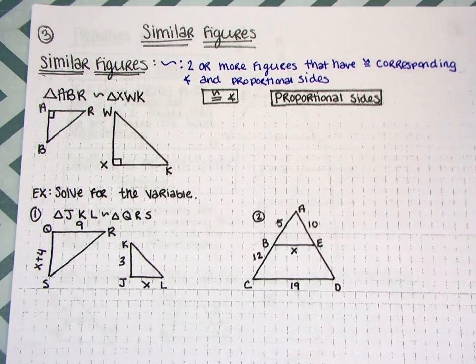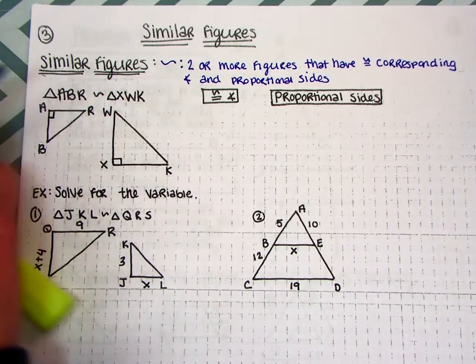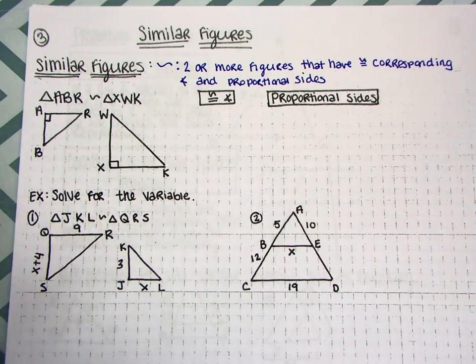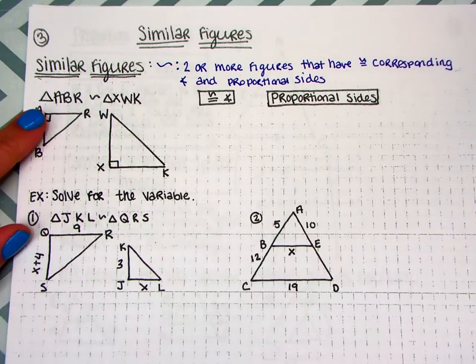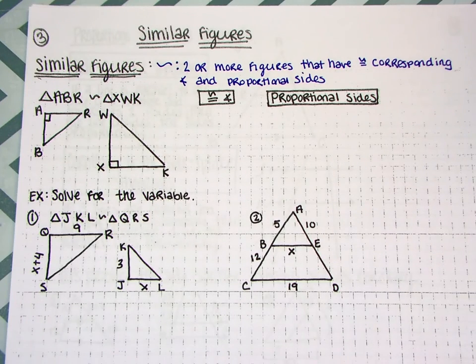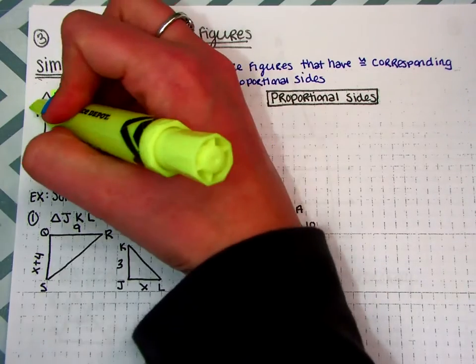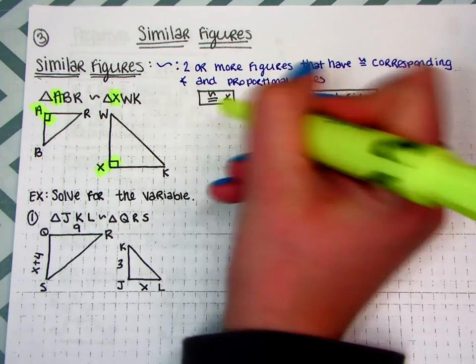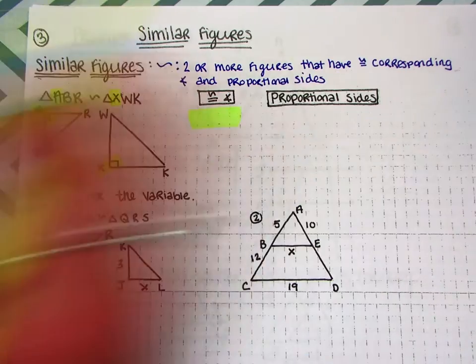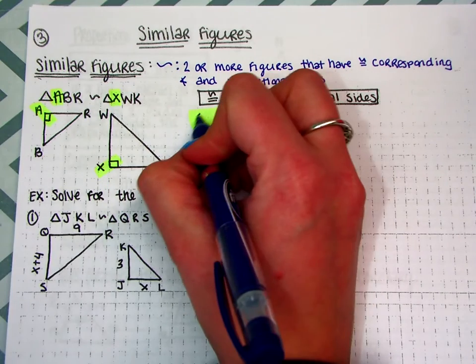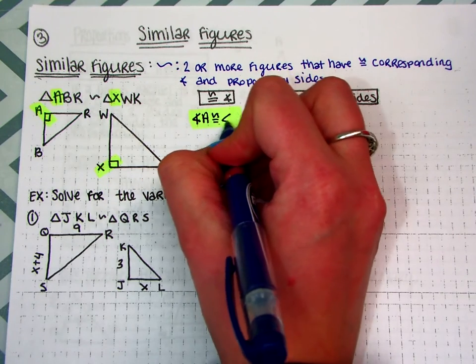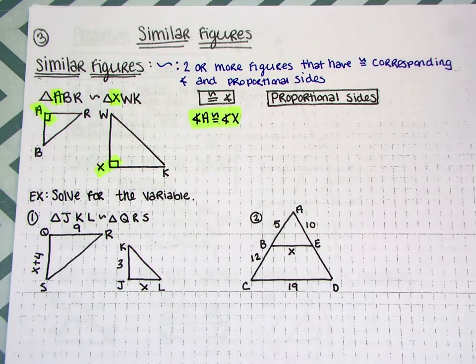So to help you figure out which angles are the same, you have to use the similarity statement. So up top, notice how it says triangle ABR is similar to triangle XWK. The way you match your angles is based on how it's ordered. So A is first and X is first. That means angle A and angle X are the same. So when we're listing some congruent angles here, angle A is congruent to angle X. They're both the same. And you're just going to continue this pattern for the rest of them.